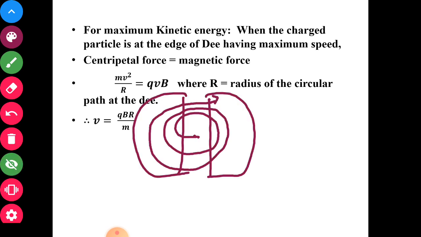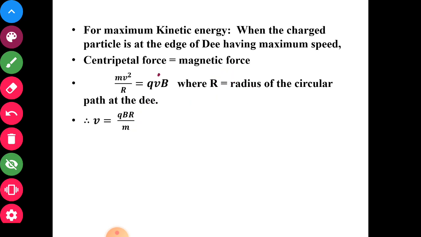At this particular point all these calculations are done when it is totally accelerated and its speed is v, when it is coming out, or when we want to take it out. The v is cancelled out, and then this speed is made the subject of the formula. So v is equal to qbr upon m. That can be easily understood.